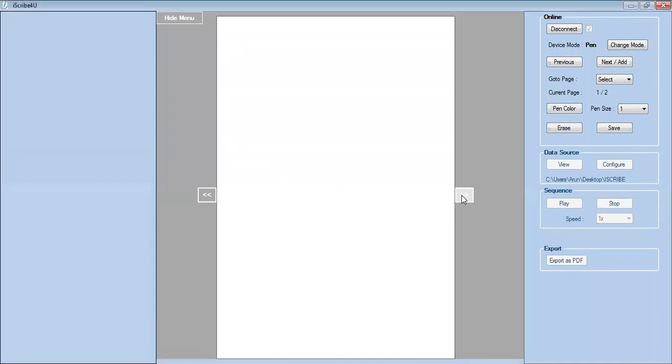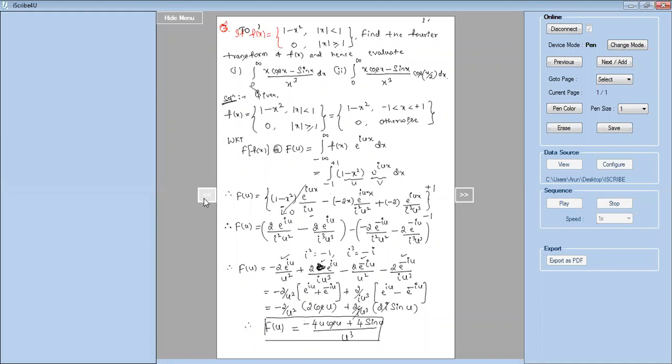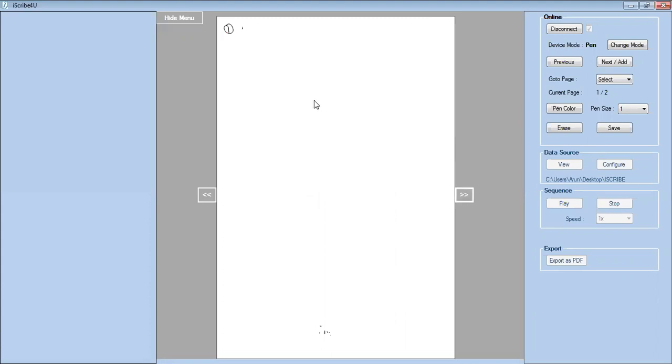Go to the next page. First one. So I want to evaluate, to find, the integral from 0 to infinity of (x cos x minus sin x) divided by x cube into dx. So this is what I want.